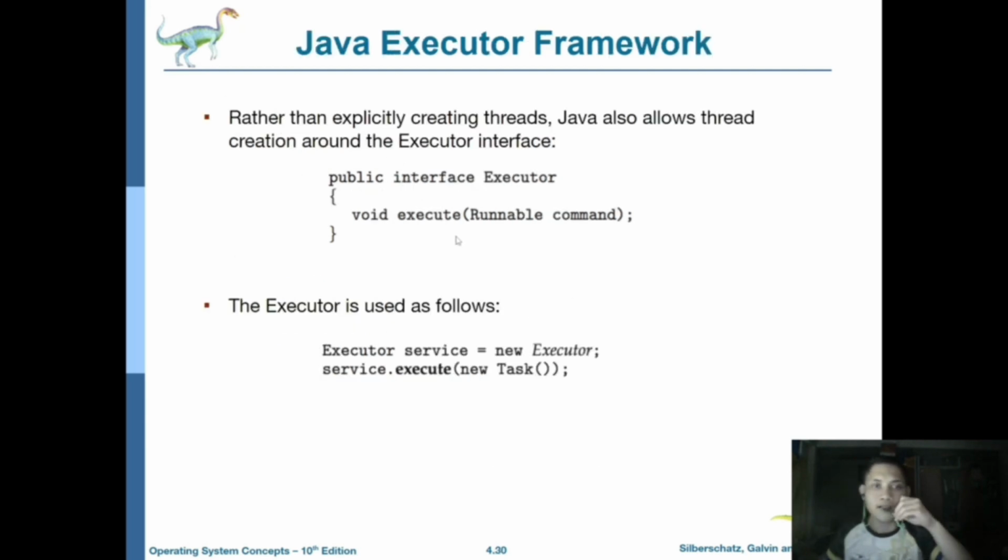Next is the Java executor framework. Rather than explicitly creating threads, Java also allows thread creation around the Executor interface. This is an example of the Java executor framework. The executor is used as follows. This is also for the Java executor framework. Here, we use the service dot execute and the new task.